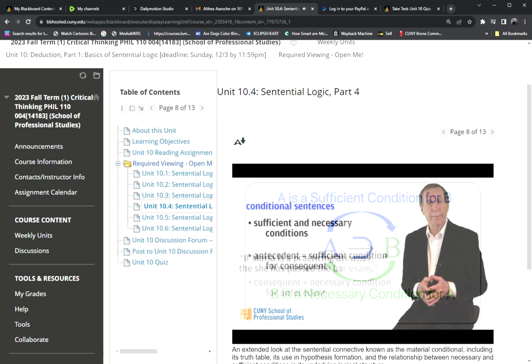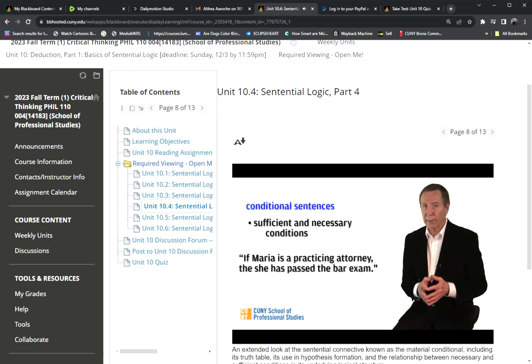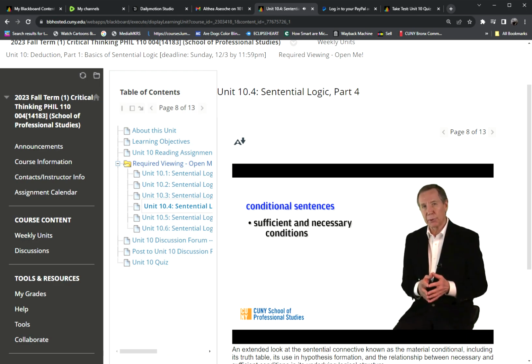If I assert that if Maria is a practicing attorney, then she's passed the bar exam, that means that passing the bar exam is a necessary condition for practicing law, and that being a practicing lawyer is a sufficient condition for having passed the bar exam, in the sense that the former is a guarantee for the latter. It's important to appreciate the relationship between sufficient and necessary conditions in conditional sentences because it helps us properly order the antecedent and the consequent in cases where it might get tricky.